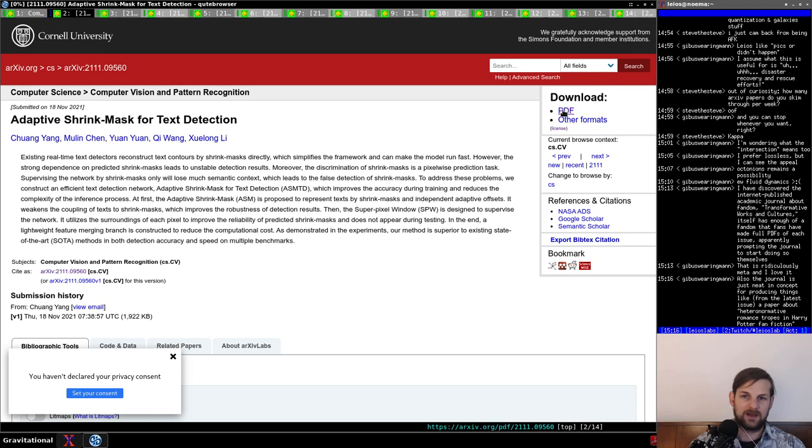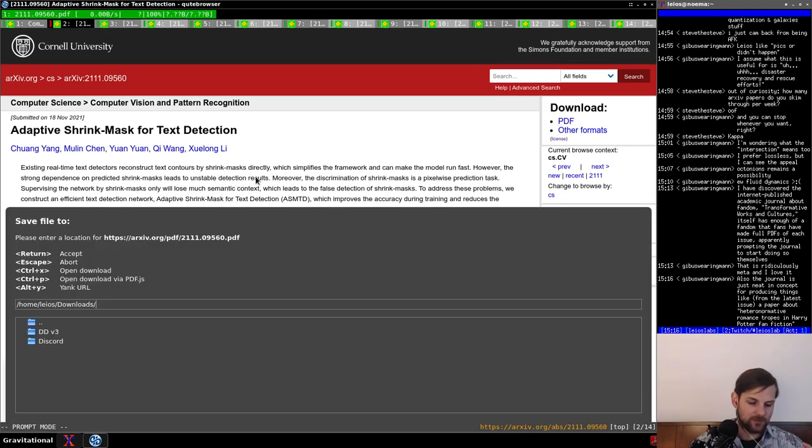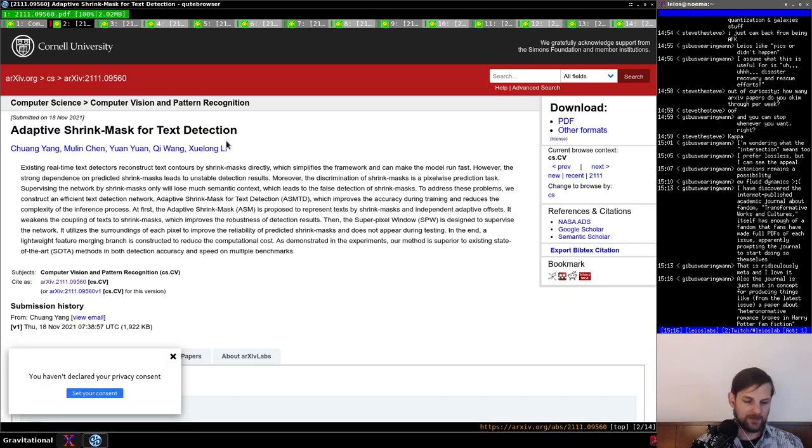Okay, I want to take a look at this PDF because I think what they're doing is they're trying to predict text via an affine mapping, I think is what they're trying to do here. But let me double check.